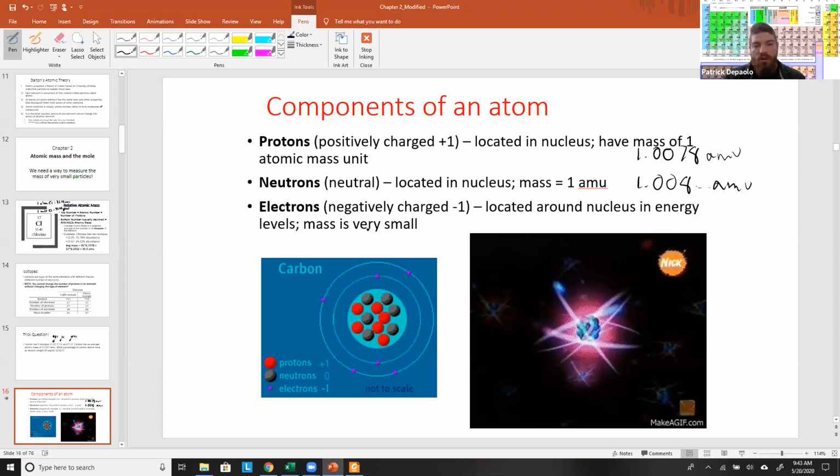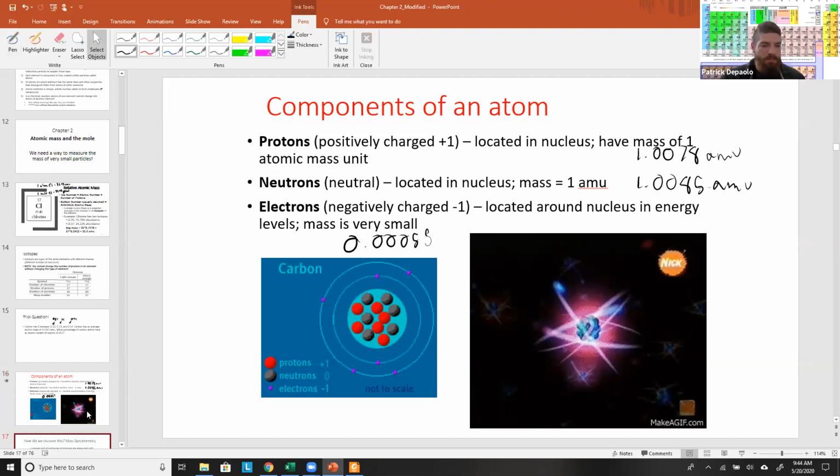Now, since the electron is only 0.00055, you take the proton plus the electron, it's still less than the neutron. That's pretty cool how that works. This is like 8.5, or I don't even know, it's a bit more. So it's a bit more than the mass of a proton and an electron put together. So that's pretty cool. But we still assume that the neutron and proton are around the same size.